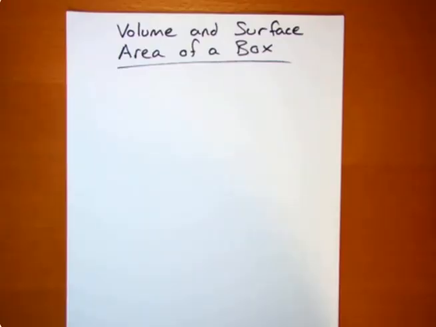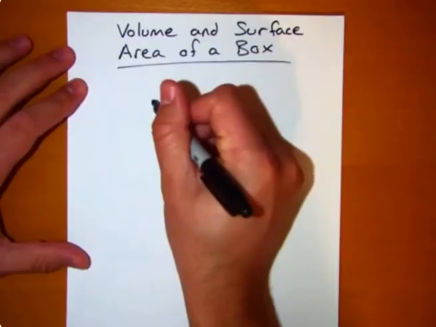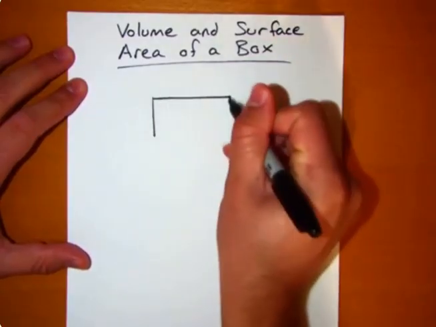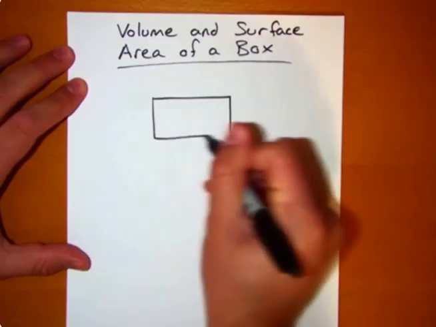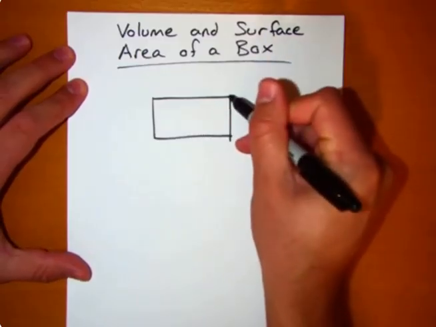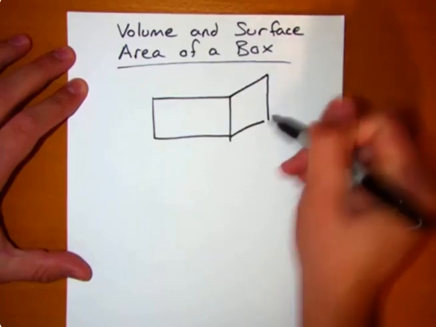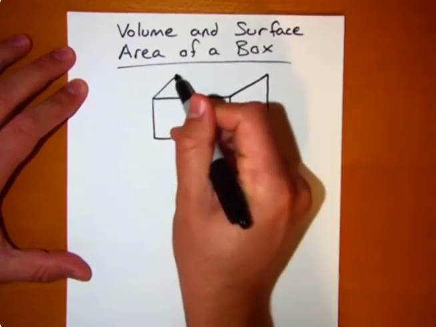Question. Find the area and volume of a box that is 10 centimeters wide, 5 centimeters long, and 2 centimeters high. Well, when you say area, I'm going to assume that you're talking about the surface area of the box. So let's go ahead and start. So this box, and let's see if I can draw this. This box is going to look something like this.